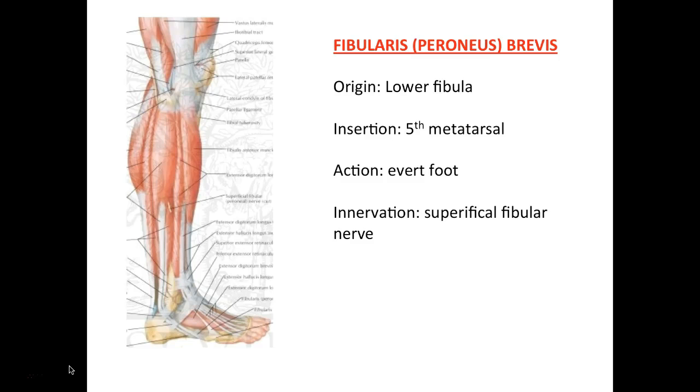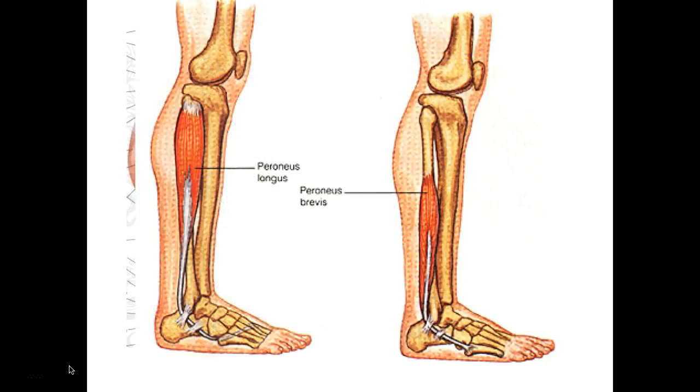Next, we have your fibularis peroneus brevis muscle. So you're going to find that deep to your fibularis longus muscle. So this will originate from the lower fibula because it's shorter than the longest, right? And it inserts itself onto the fifth metatarsal. It too is going to evert the foot, and its innervation is superficial fibular nerve. So I just wanted to show you these muscles in comparison.